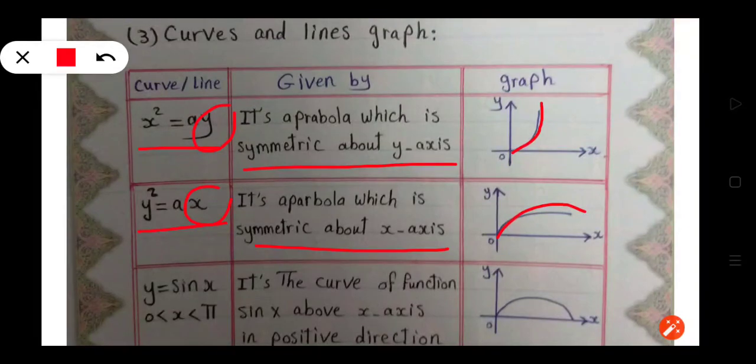Third, the curve y equals sine x. Sine x is a periodic function, but here x is bounded from 0 to pi. It's a curve of sine x above the x-axis in the positive direction from 0 to pi.